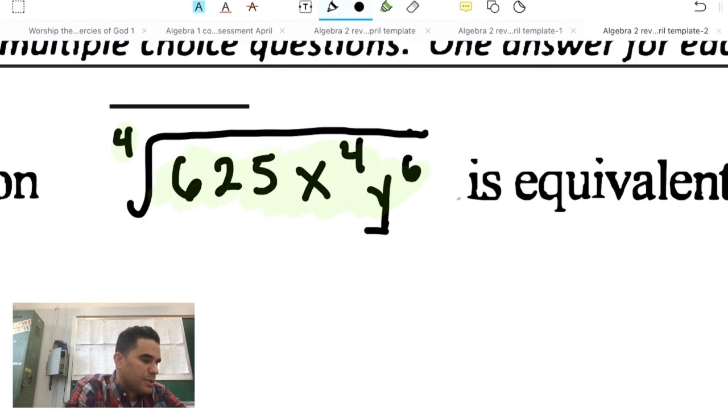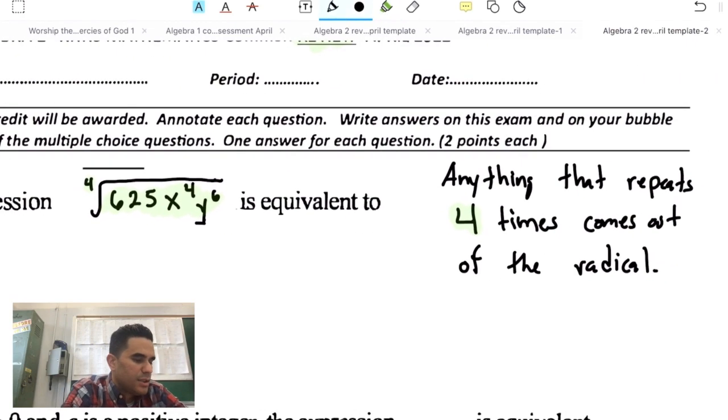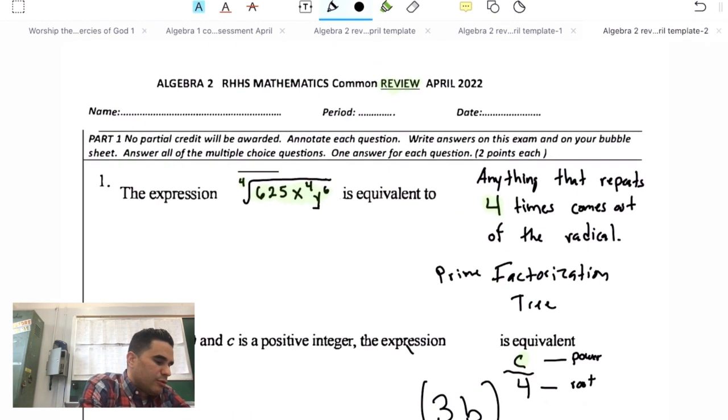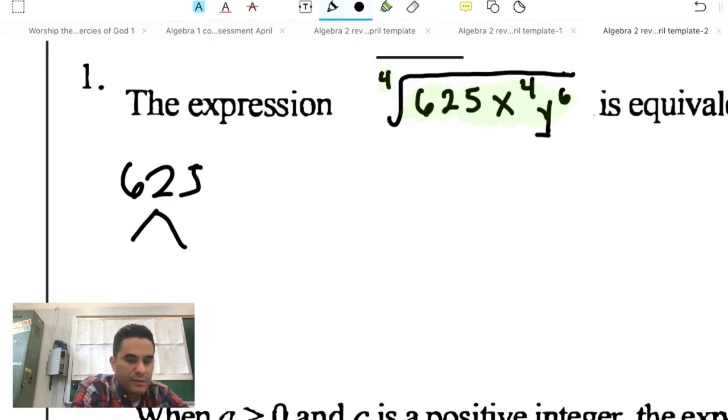Okay, so the key thing is anything that repeats 4 times comes out of the radical, or there's multiplication of 4 times when looking at the factorization tree. So we're going to do the prime factorization tree. If we break down 625, the factors of 625 are 25 and 25, and then the factors of 25 are 5 times 5, 5 times 5.